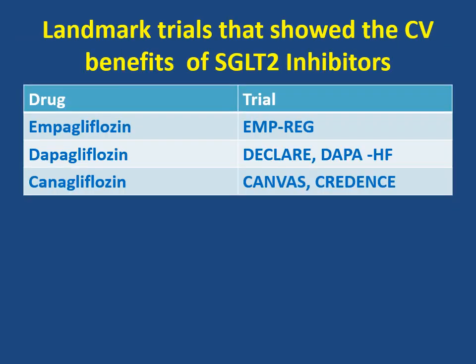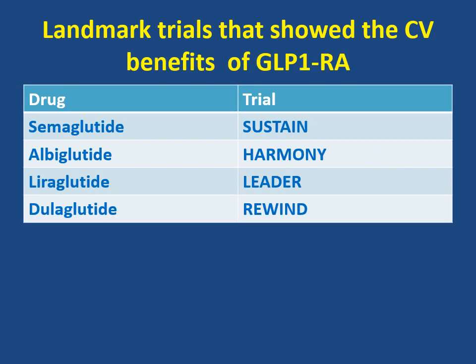What are the landmark trials that showed the cardiovascular benefits of sodium glucose cotransporter 2 inhibitors? The first trial is the EMPA-REG trial, which showed the benefit of empagliflozin. DECLARE or DAPA heart failure, which showed the benefit of dapagliflozin. And finally, the CANVAS trial and CREDENCE trial, which showed the benefit of canagliflozin.